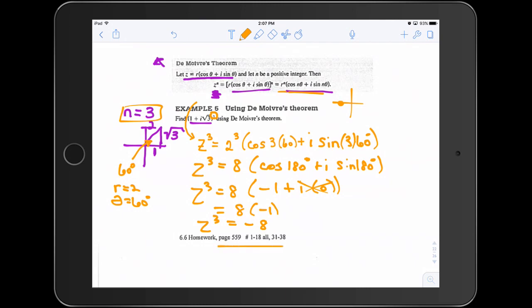What I want you to do is start on page 559, 1 through 18 all, and 31 through 38. You will find that this is a very cool thing. It just takes a little bit of time getting used to.